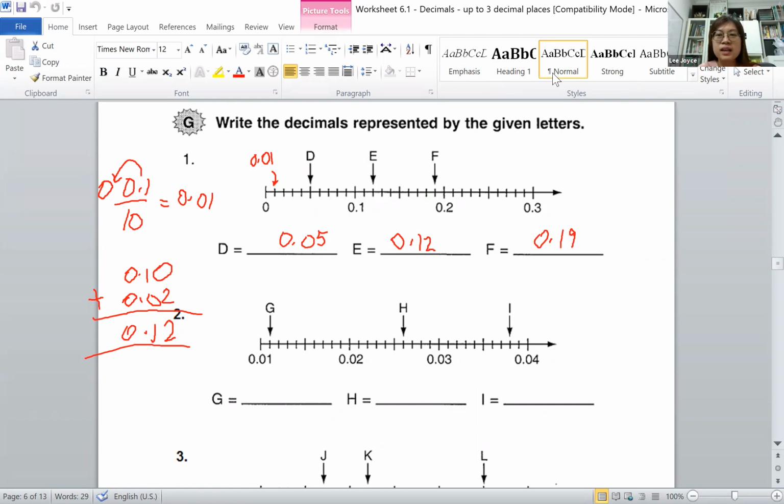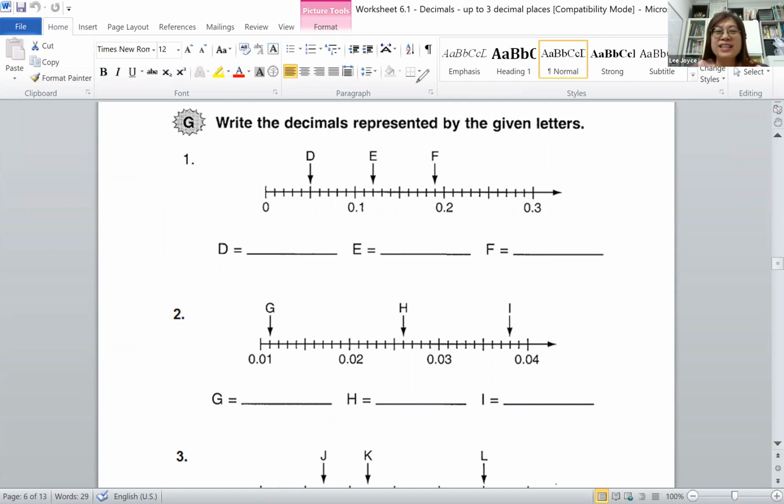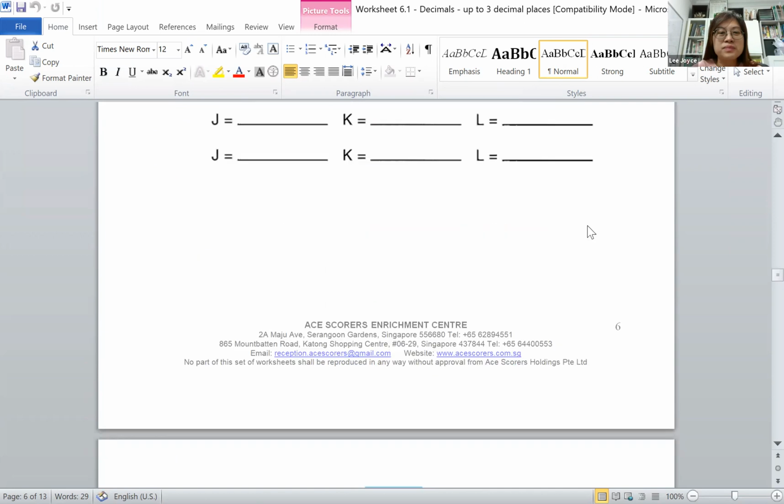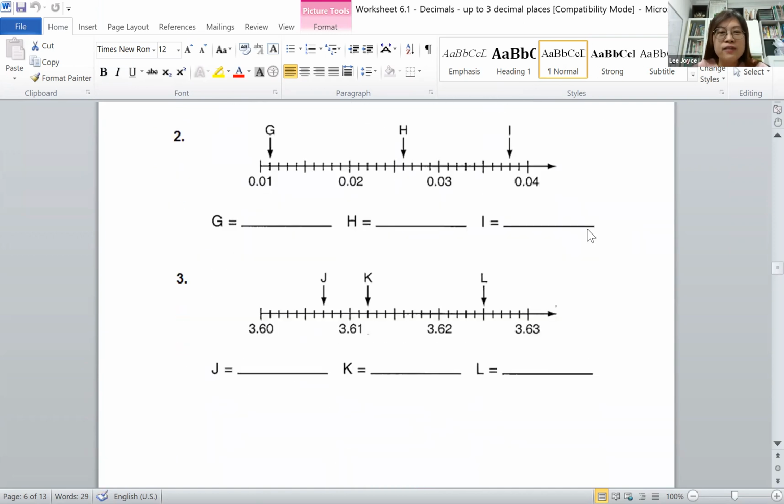Can I clear the writings here? If I can, could you show me a thumbs up? Okay, thank you everyone. Let me clear the writings. Now we have questions 2 and 3. I will have Jethro try question 2, and Christabel, you take question 3. You can fill in the blanks by annotating on the screen.